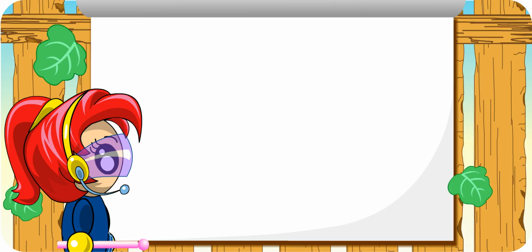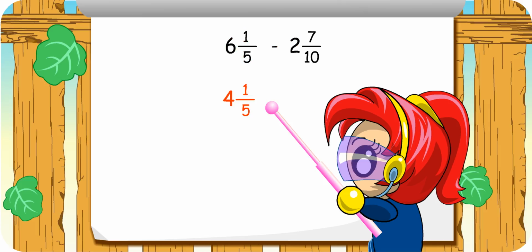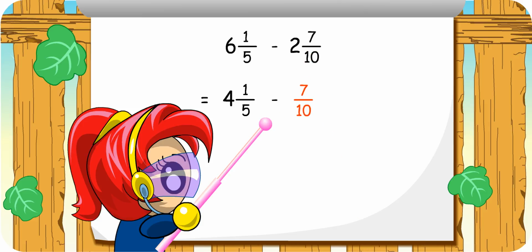Okay, try this. What is 6 whole 1/5 minus 2 whole 7/10? I start by subtracting the whole numbers first and then the fractions. I take 6 1/5 minus 2, which is 4 1/5. Next, I take 4 1/5 minus 7/10.